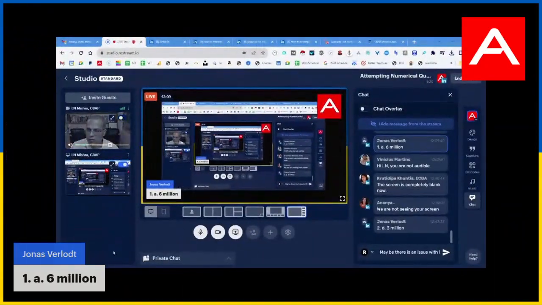Share your solution screen. Please share your screen. I am sharing. We are only seeing you. We're not seeing the entire screen. Let me do this one.